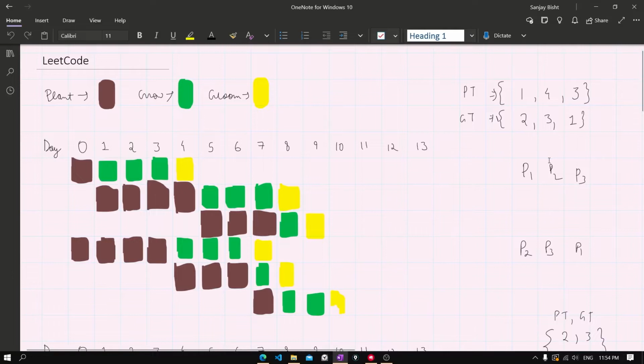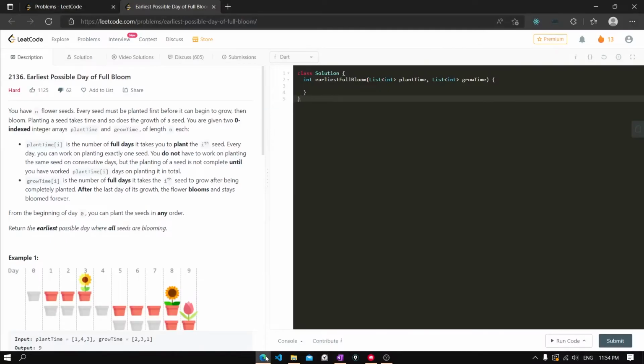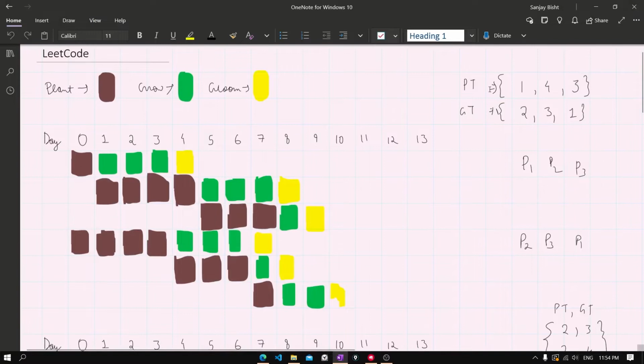So let's look at the first example, which is this one, and we have PT and GT. PT is the plant time and GT is the grow time. The brown one represents plant time, the green one represents grow time. So let's see first how they are planted. In this example we are given plant time as one here, so the zero seed has taken plant time as one. Then we are taking two, one, two, and it's blooming on day three. So this should be here.